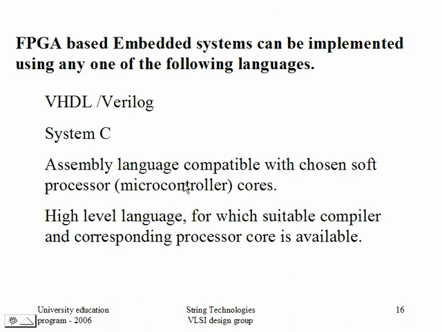So what is the last one? You can as well use some high level languages. Why only assembly? If I have a processor, I can also write a C code, and I can use a cross compiler which is converting the C code to the appropriate assembly or C.